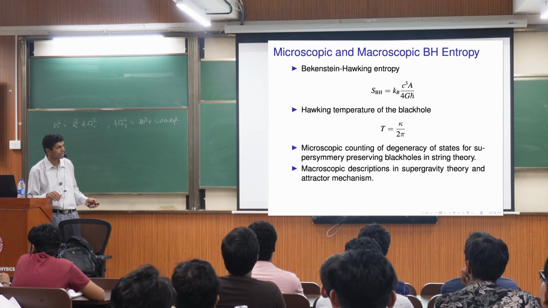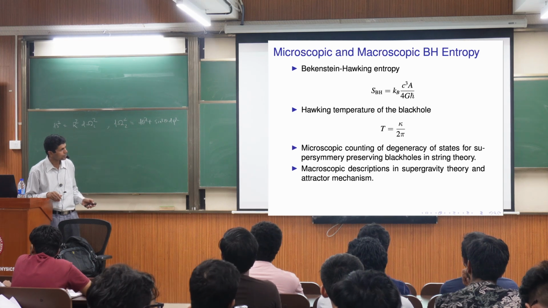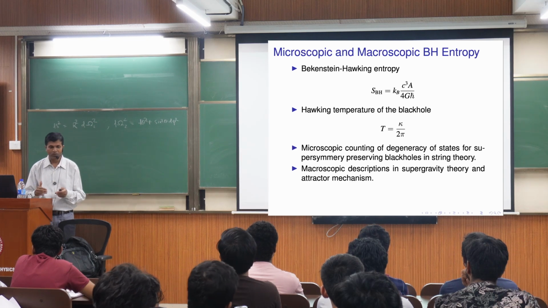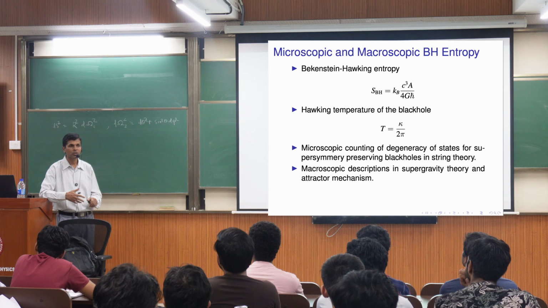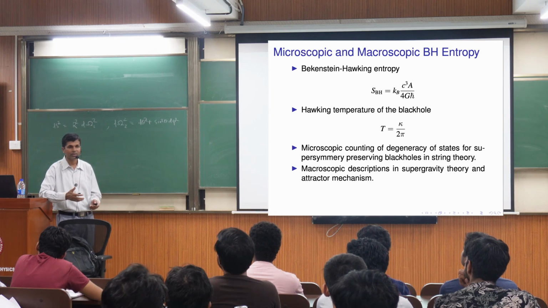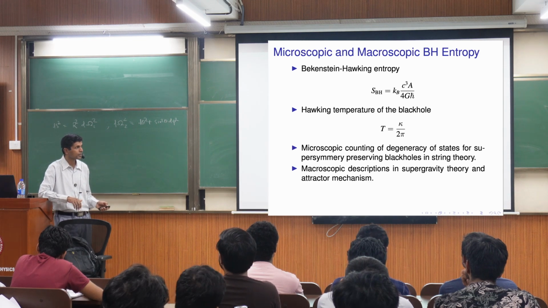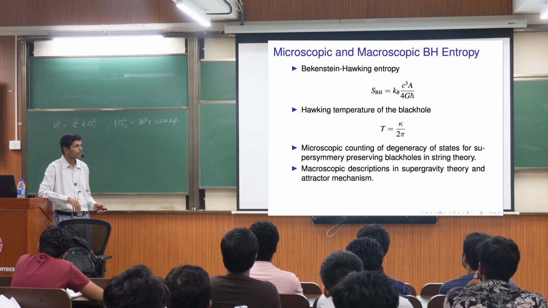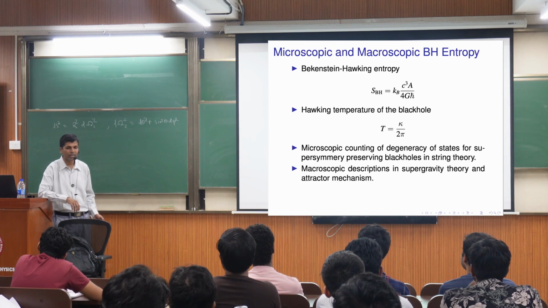This is a system with negative specific heat, and I will very quickly go over this. In physics, what statistical mechanics says is that entropy is associated with the degeneracy. So there is a microscopic description for the entropy of a thermodynamic system, and that comes because of the degeneracy of states associated with that particular system. Then one can ask, what is the analogous result for black holes?